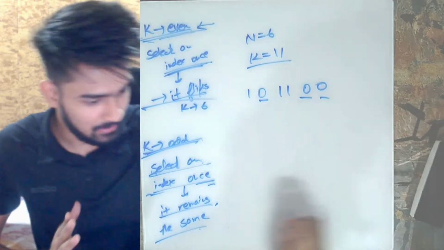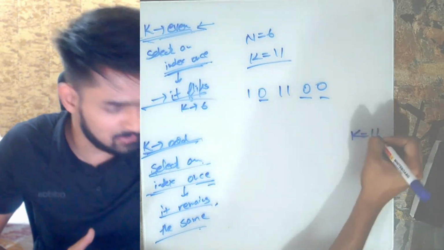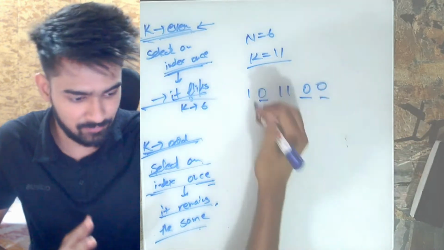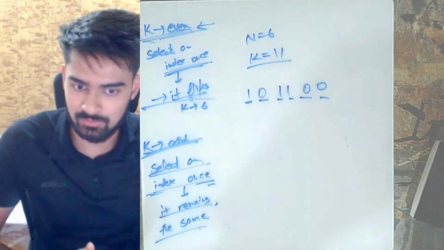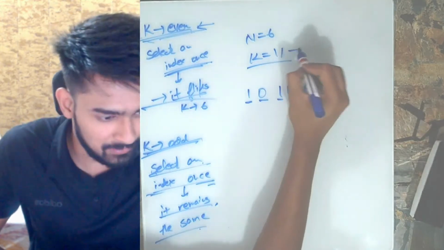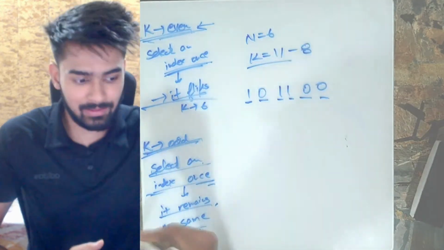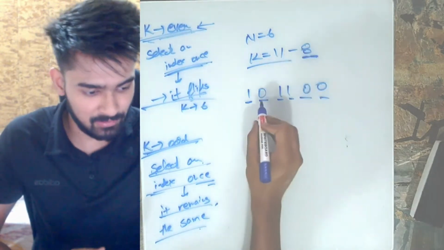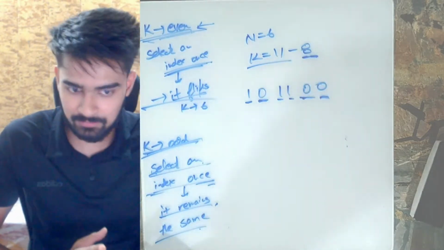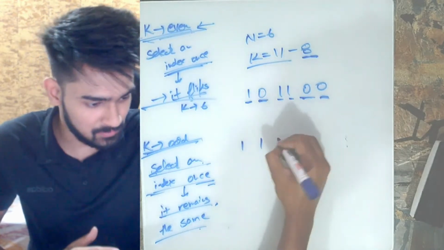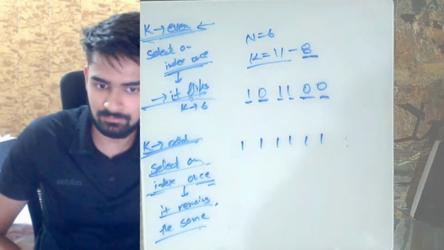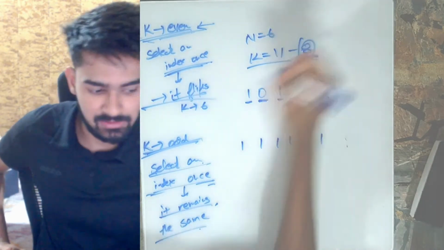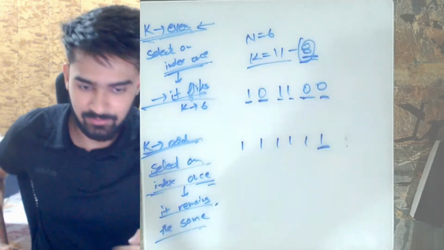So let's say that at k equals 11, first I make 3 operations, one for this one, one for this one, and one for this one. Now I am left with 8 operations. And let's assume that even after these 8 operations, these zeros were flipped. So my final string becomes this. Now I take all the rest of my operations and do them on this one.